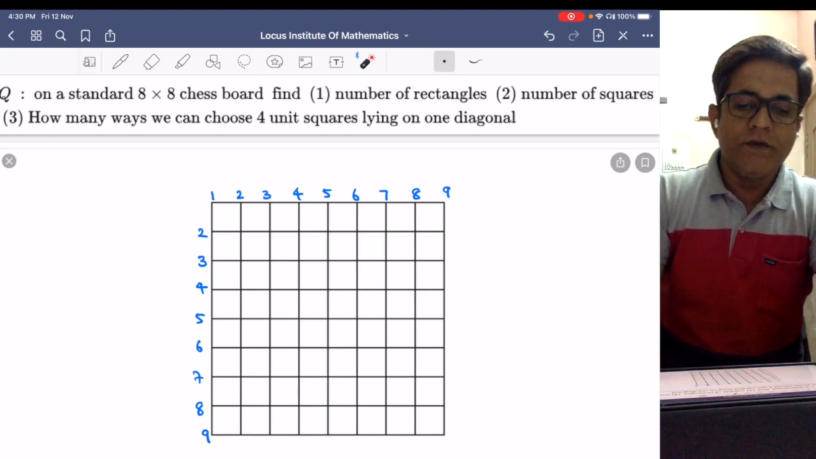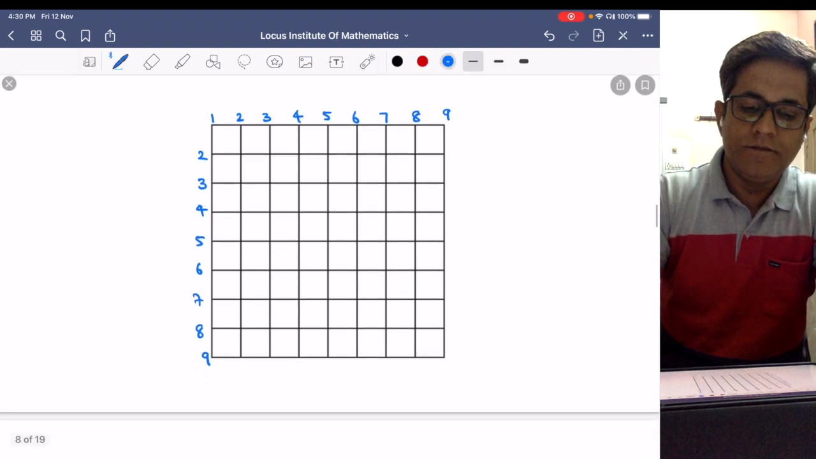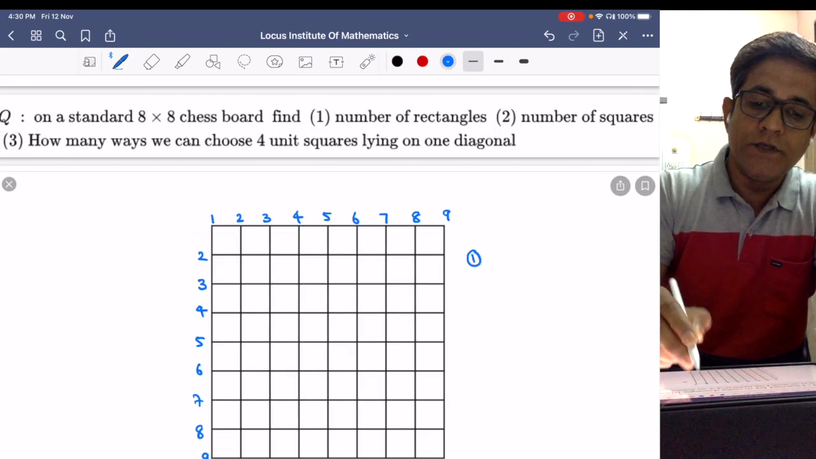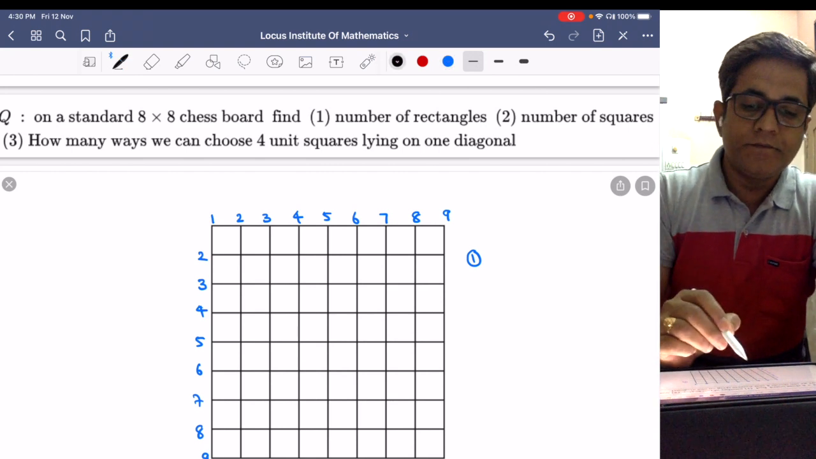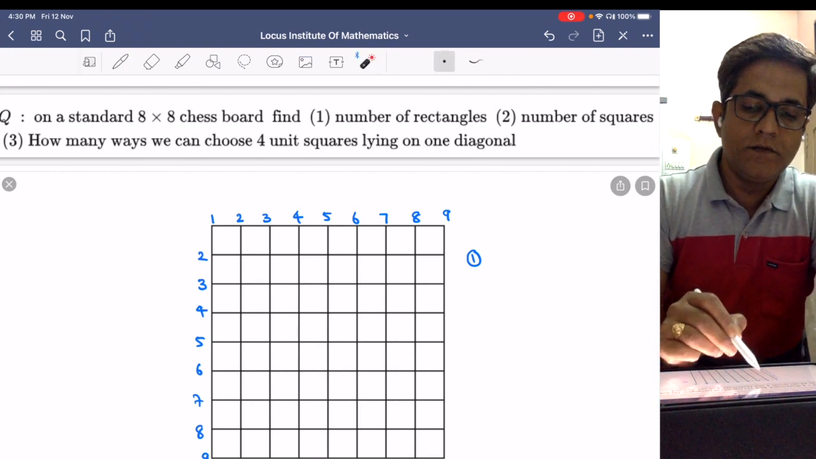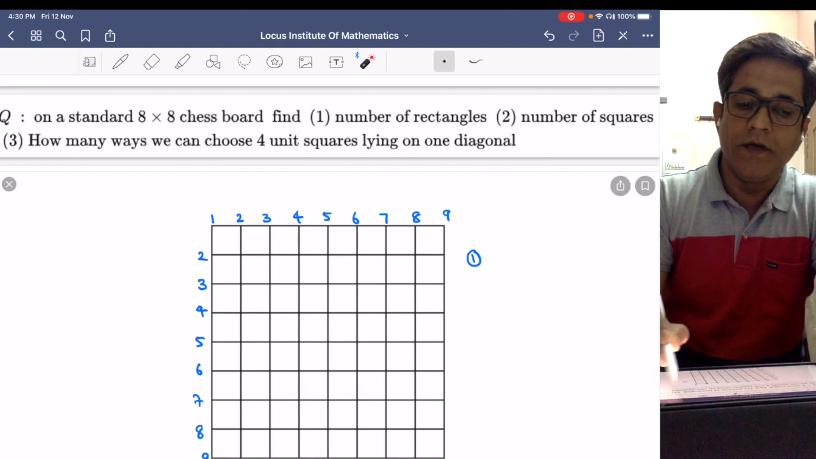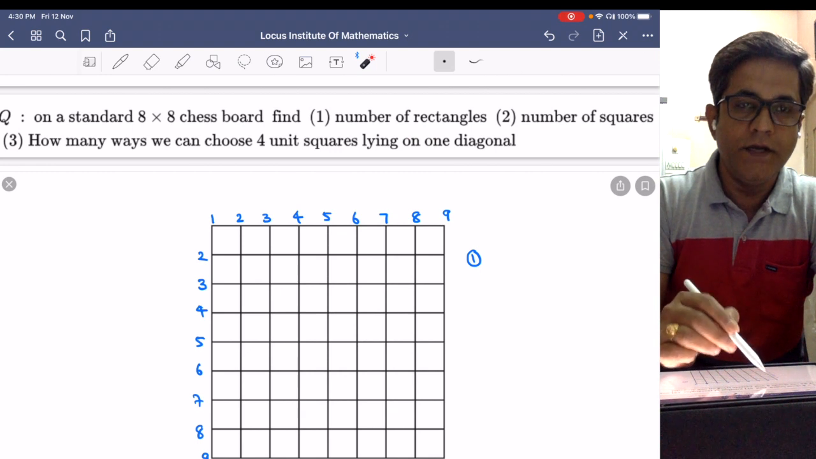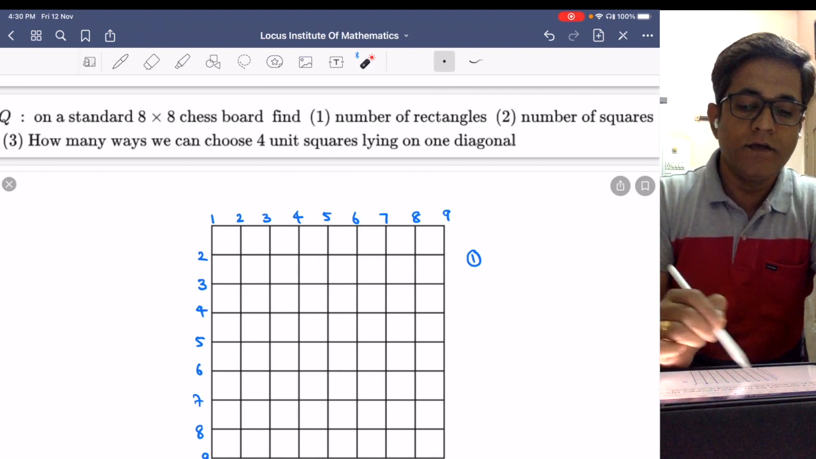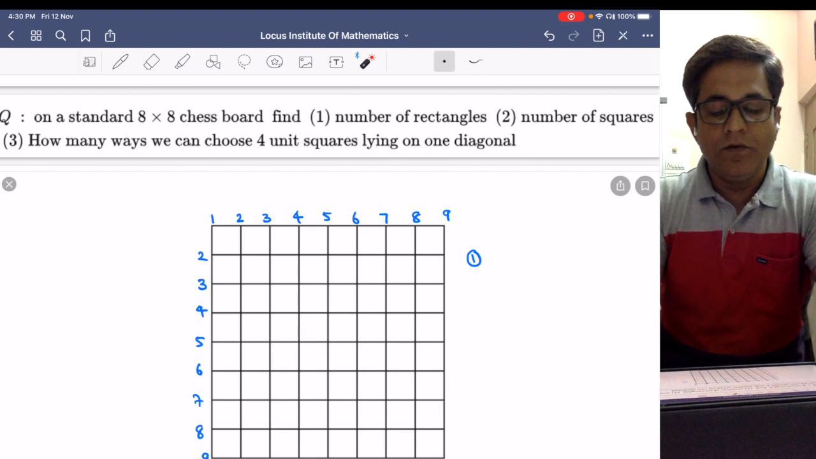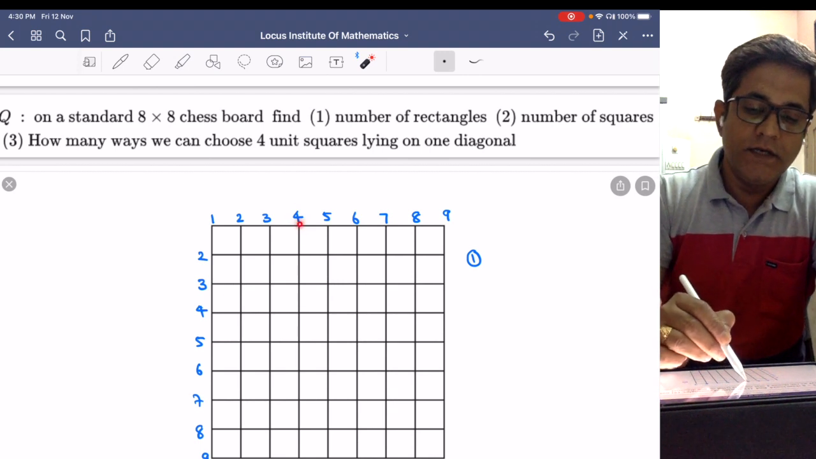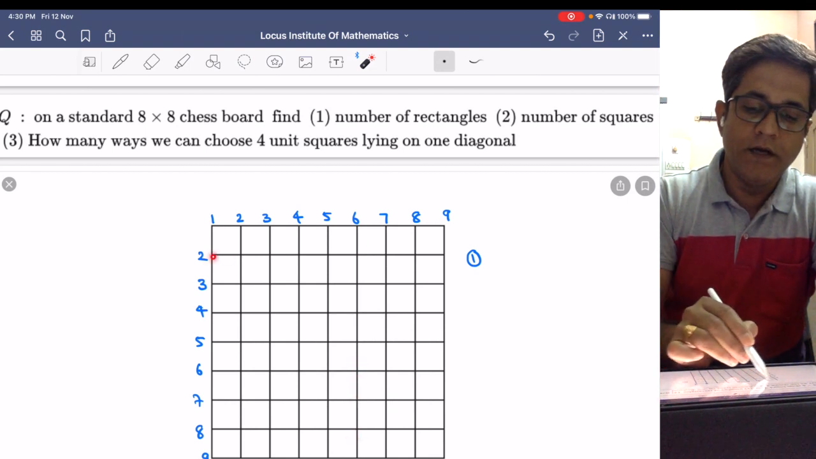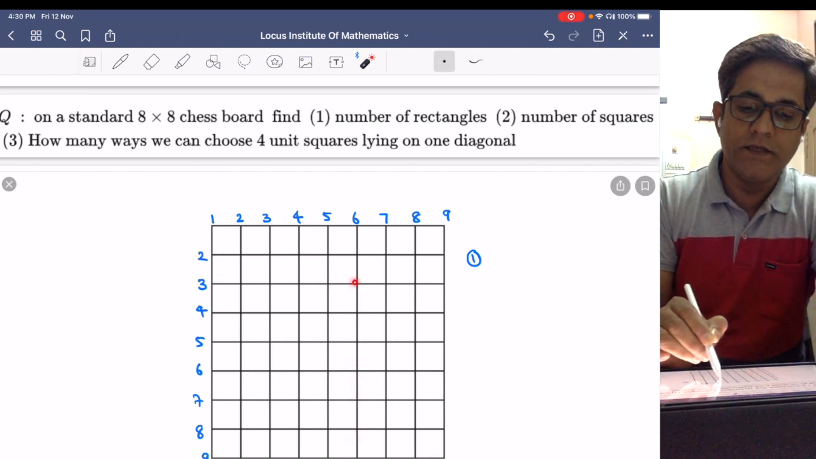So now come to question number 1, number of rectangles. To form a rectangle, we need to select 2 vertical lines and 2 horizontal lines. Suppose you are selecting these 2 vertical lines, that is 4 and 6, and 2 and 3, these horizontal lines.